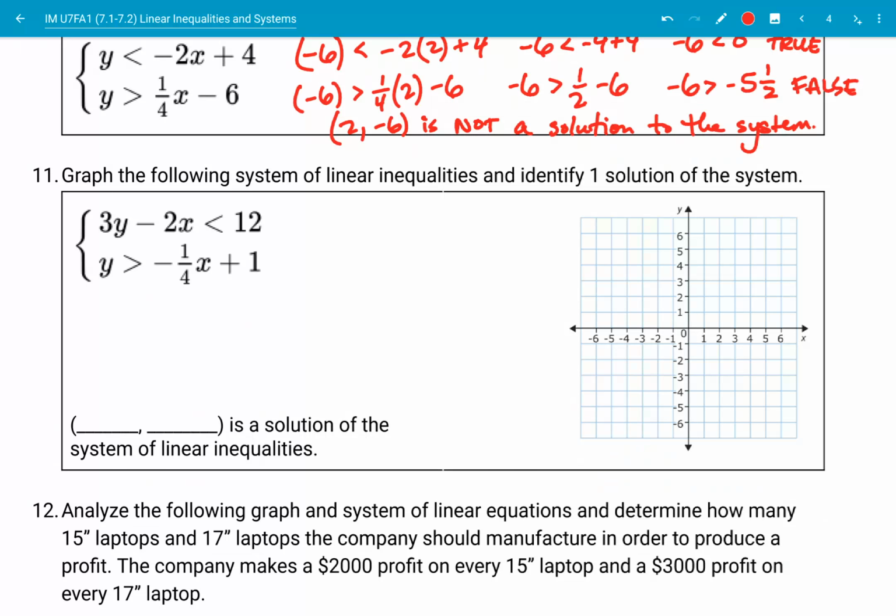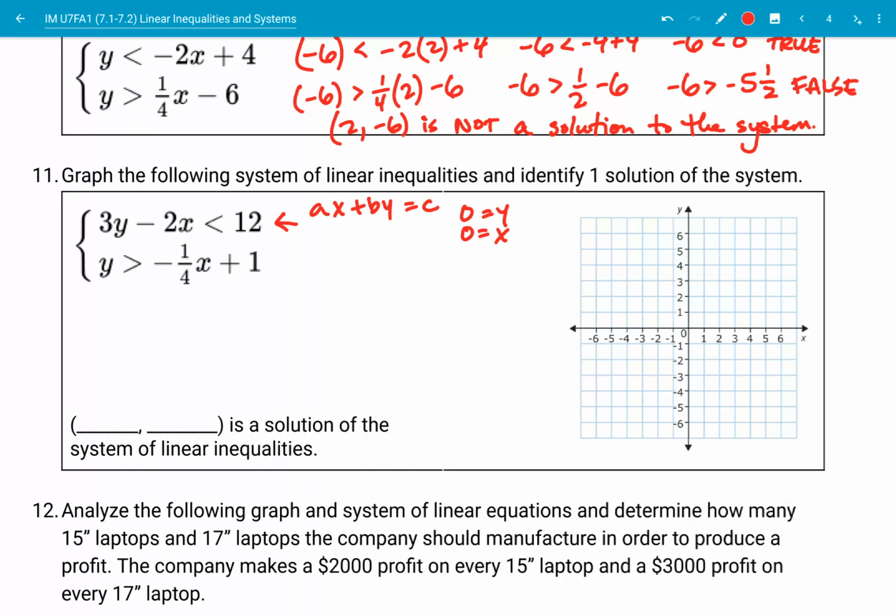This first system is written in something that looks like standard form, and when an inequality is written in standard form, which if we remember is ax plus by equals c, then it's easiest to graph using the x and y intercepts. To graph using the x and y intercepts, we just plug in 0 for y and plug in 0 for x, and then see what points we get, and we draw the line through those 2 points.